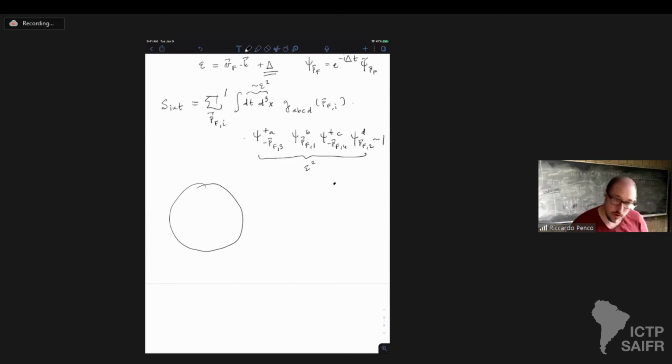So let me draw the first one. Let's pick PF1 and PF2 this way as two vectors on the Fermi surface. We can pick them any way we want. And let's say that there is an angle theta between them. So now their sum looks like so. It's not going to be in general on the Fermi surface. Now, PF3 and PF4 must be such that when I add them up, I get a vector exactly equal and opposite to this long vector that I just drew, which means that this must be PF3 plus PF4.